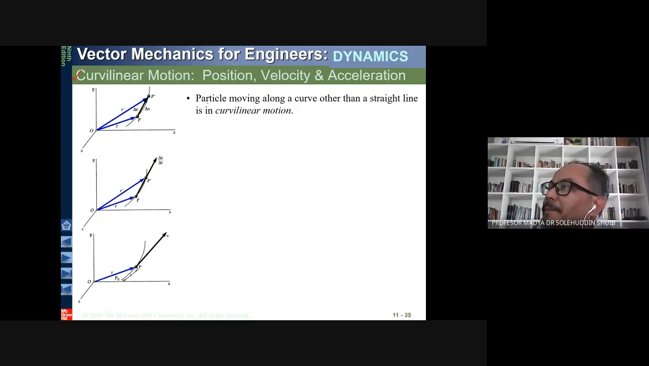All right. The next topic, the section that I'm going to highlight here. If in the earlier slide we covered rectilinear motion, now we talk about curvilinear motion. Curvilinear motion is when the particle moves along a curve. If the particle moves along a curve other than a straight line, it is called curvilinear motion.